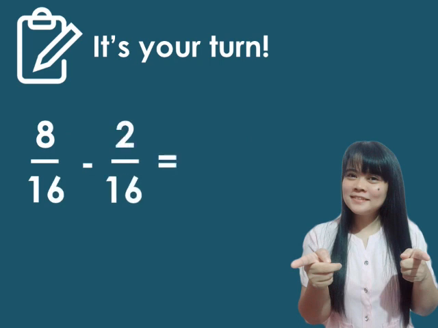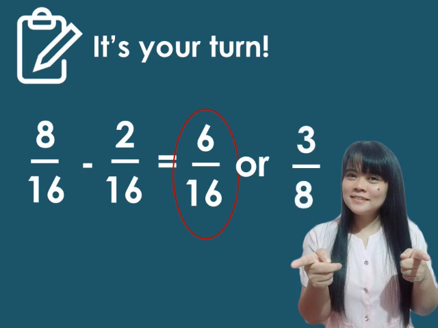And the last one, we have 8 over 16 minus 2 over 16. That's great! That is 6 over 16. And since 6 over 16 can be simplified, the answer will be 3 over 8. Did you get them all?